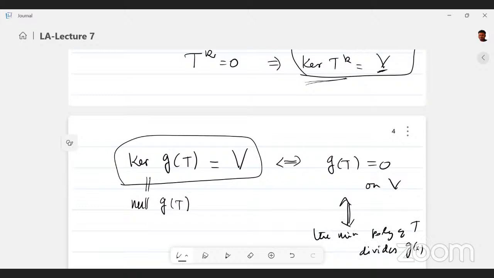But my question is, I'm not actually worried about minimal polynomial or anything. I'm just worried about, does there exist a polynomial such that g of T is equal to 0 on V? So that is the only question that I'm worried about. Is it possible to find some polynomial such that the kernel or null space of g of T is the entire space?